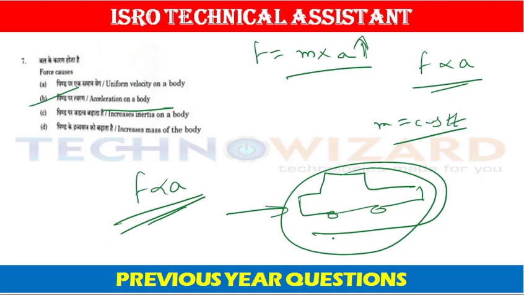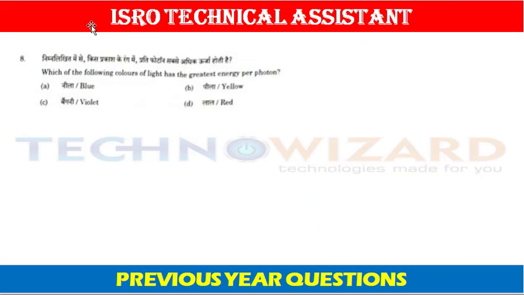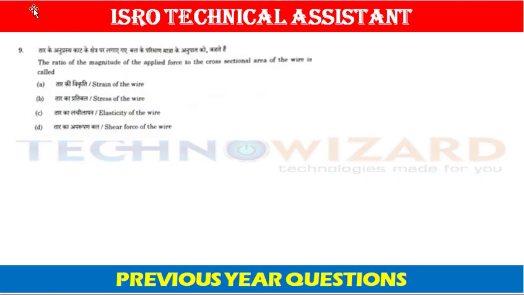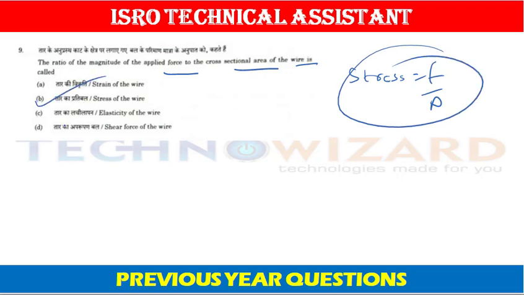Okay, next question. Question number 8. Which of the following colors of light has the greatest energy per photon? Option C, violet has the greatest energy per photon, because the light which has the shortest wavelength has the greatest energy per photon. Option C is the correct answer. Next question. The ratio of the magnitude of the applied force to the cross-sectional area is stress. Stress is always equal to force upon area. Remember this. Therefore, option B is the correct answer.